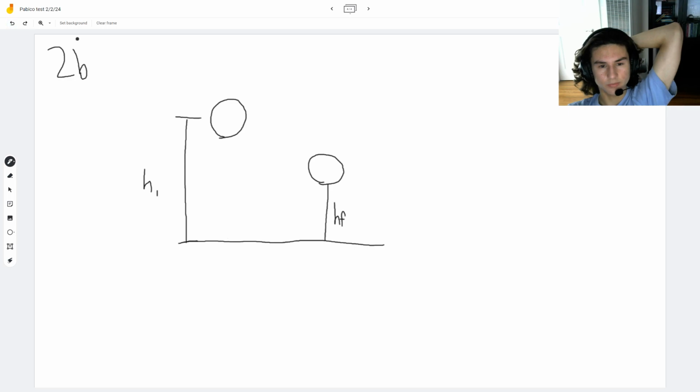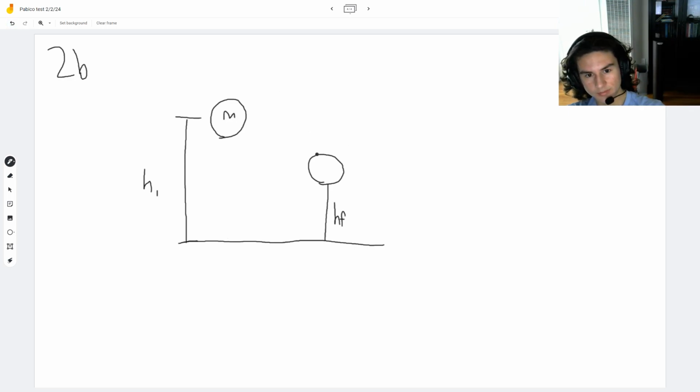How we can do that is simple kinematics. So we can use the equation... no, we have to do another one.